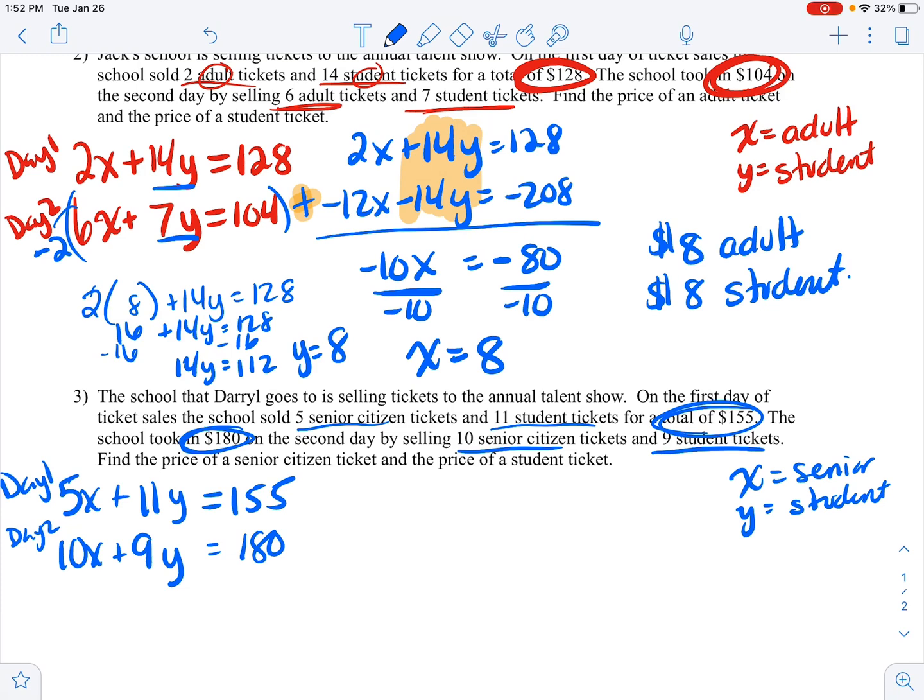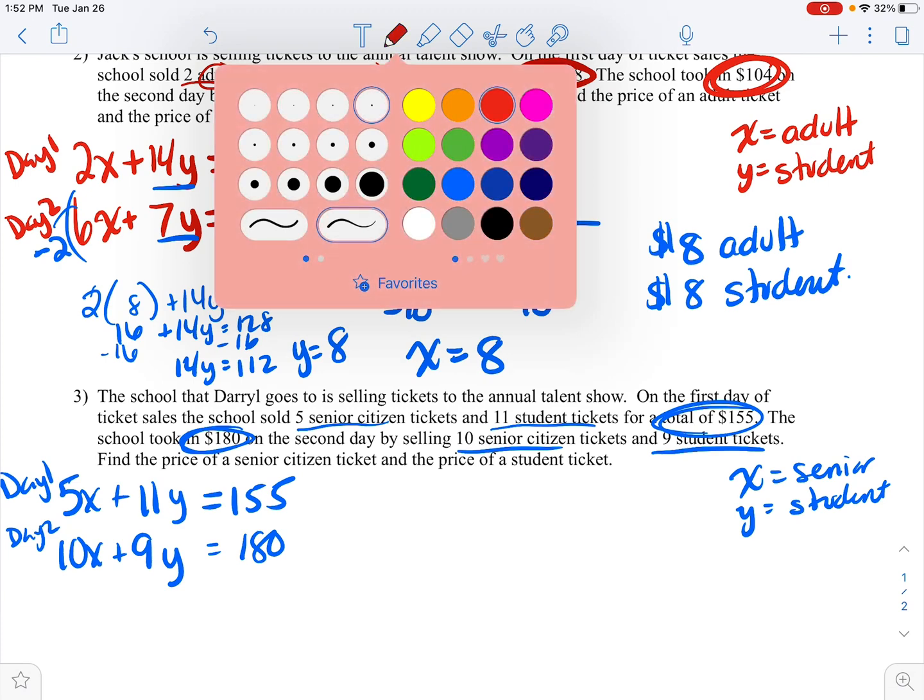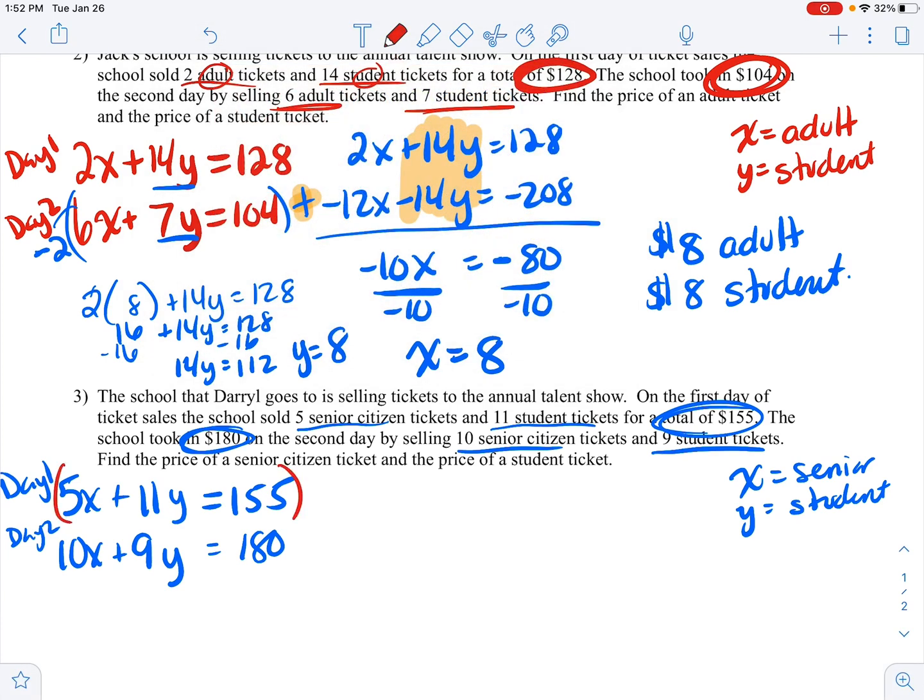Okay, so now we have our equation set up, so now we can jump into elimination. So remember, to get the equation set up, find your totals, and then how do we get to the totals? Now I'm going to multiply the top equation by -2 to make that 5 become a -10. So when I multiply that through, I get -10x minus 22y equals, where am I? Don't forget that other side, equals -310. Bring your bottom equation over exactly how it is.